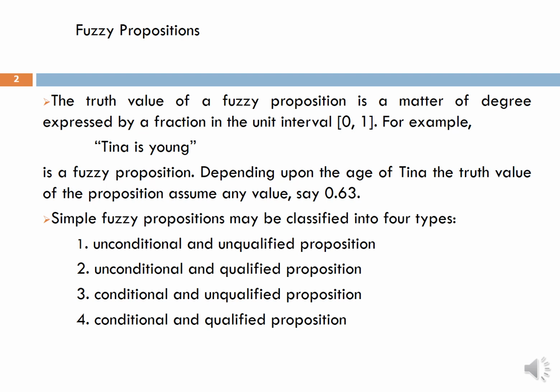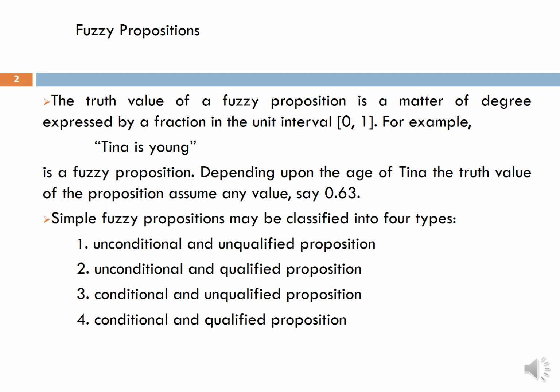Suppose a fuzzy proposition P is assigned to a fuzzy set A. Then the truth value of the proposition is given by T(P) = mu_A(x), where the value of mu_A(x) is between 0 and 1. I already said in the previous sessions that fuzzy is something which lies in the interval of 0 and 1. It can take 0, or 1, or a value in between.